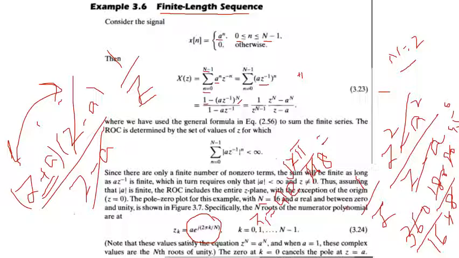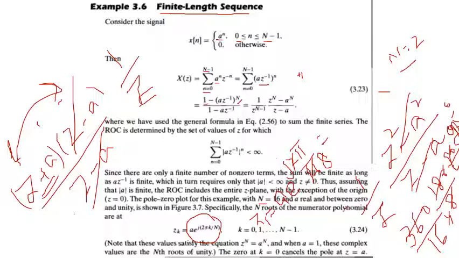I guess I solved this wrong. Let me check it out. Okay, 90 divided by 4, so this is 22.5, not 45. This is 22.5.